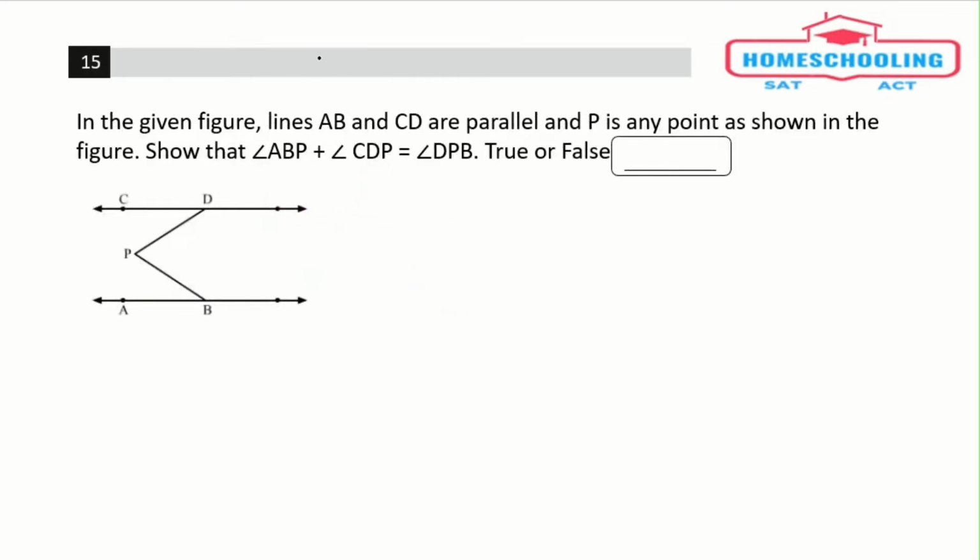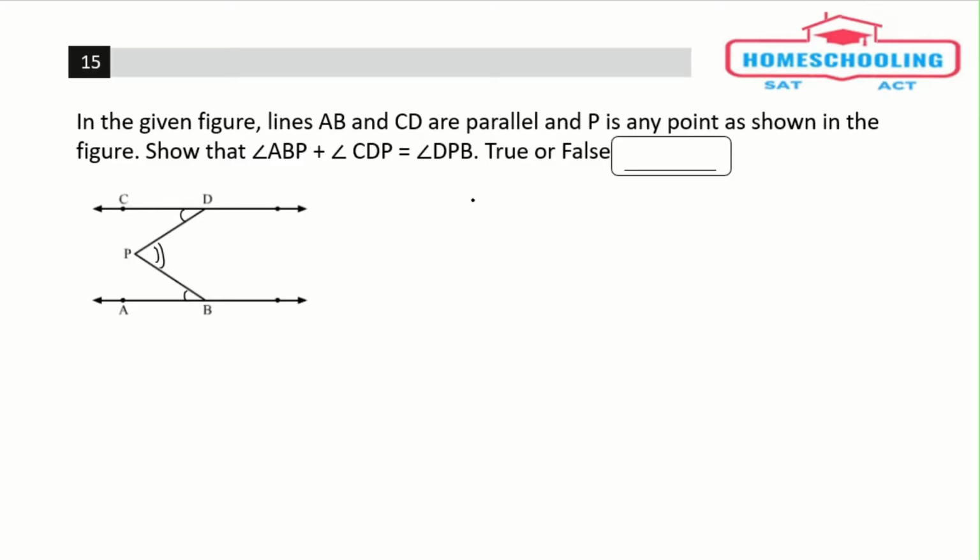In the figure, lines AB and CD are parallel. P is any point as shown in the figure. Show that angle APB and angle CDP, the sum of these two angles, is equal to angle DPB. So we can prove this question.